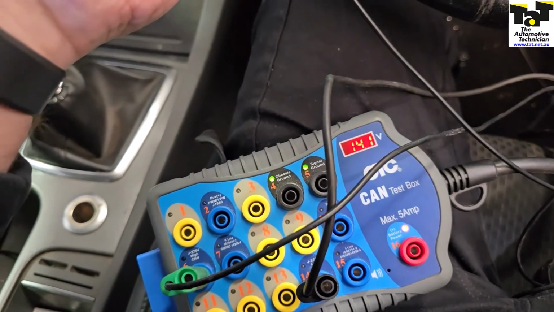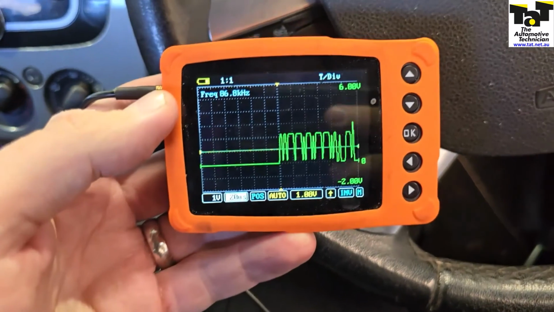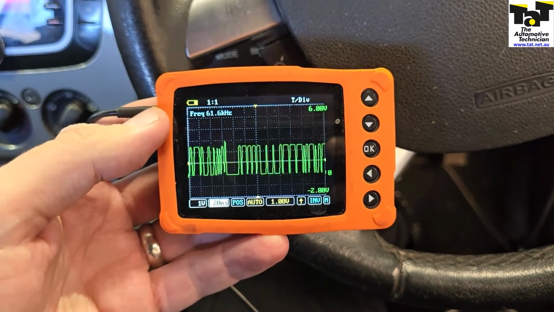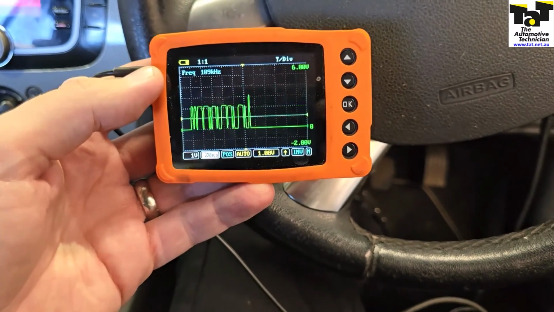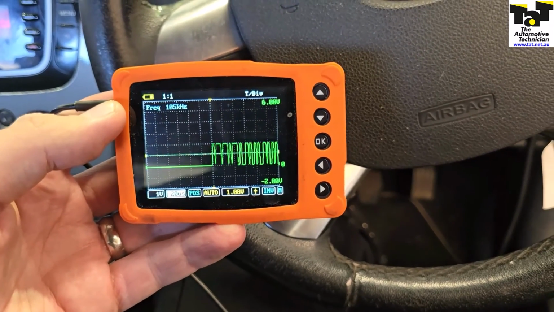And it's a quick, easy way, particularly if you've got one of these U-scopes or really small single channel scopes and you've got an intermittent fault. It's great to go for a drive with this thing connected instead of carting a bigger scope around.